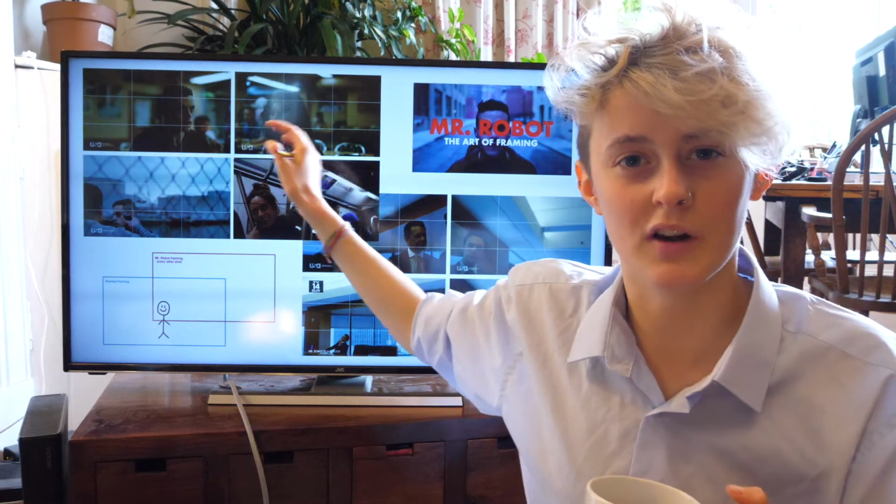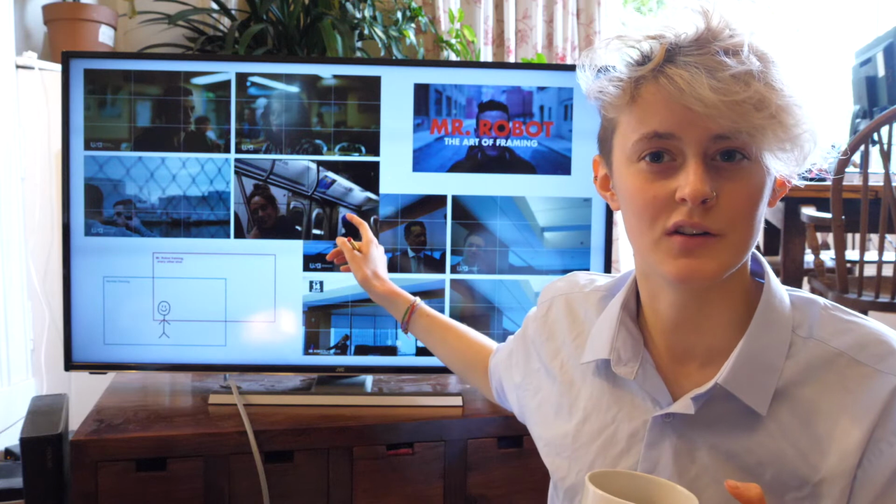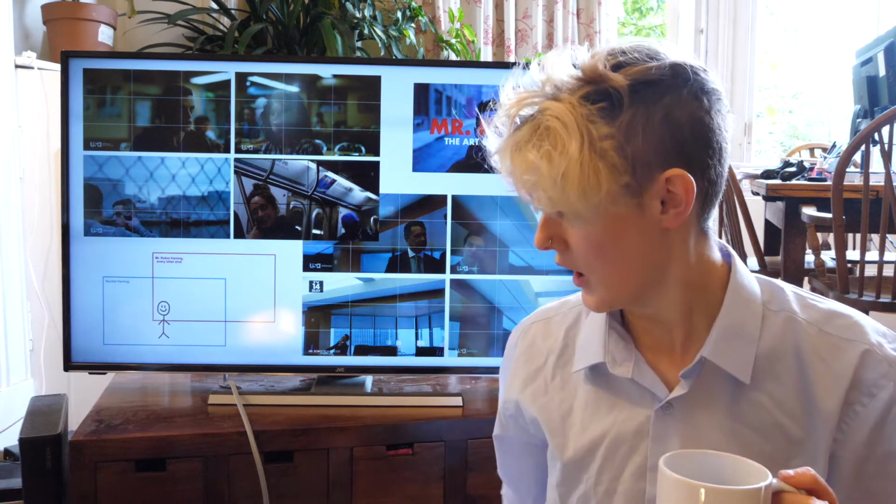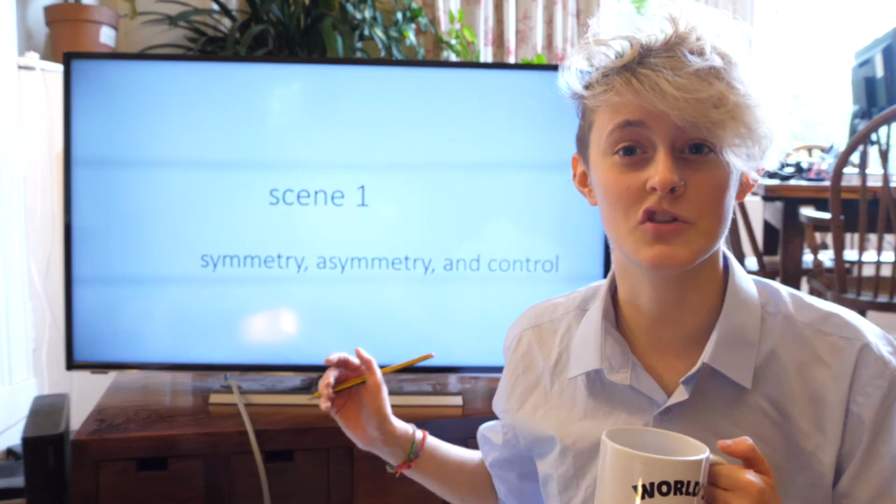He often deliberately breaks the eyeline rule or frames characters in an unusual position in the frame. Sam Esmail's unusual use of the frame is not something that is brand new information, which is why I want to talk about 2 specific scenes from Season 4, Episode 9 of this show. Scene 1, symmetry, asymmetry, and control.